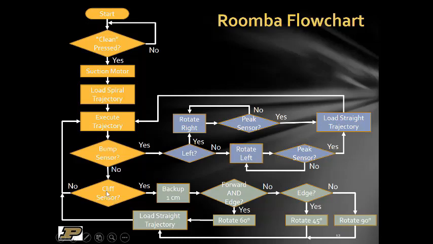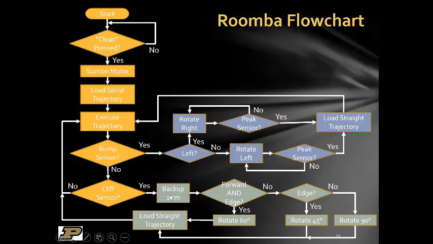Now, the cliff sensors. What happens when it gets the cliff sensor? Again, it's executing a trajectory. It doesn't care if it's a spiral trajectory or a straight trajectory. It's just executing it, checking the bumpers, checking the cliff. This is because this is the main loop. If the cliff sensor goes off, right? Remember, there are multiple cliff sensors.